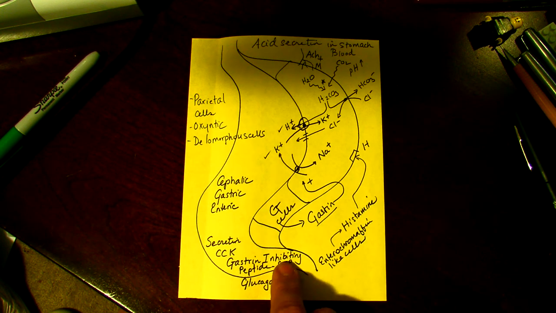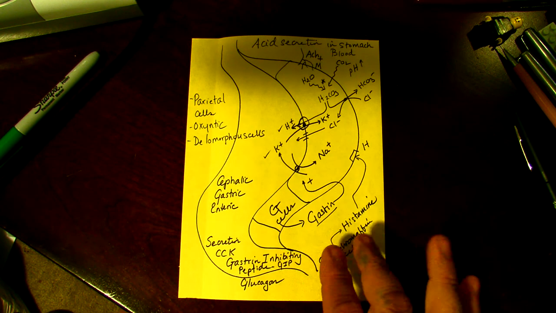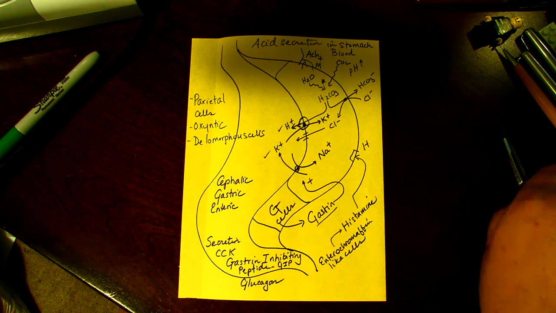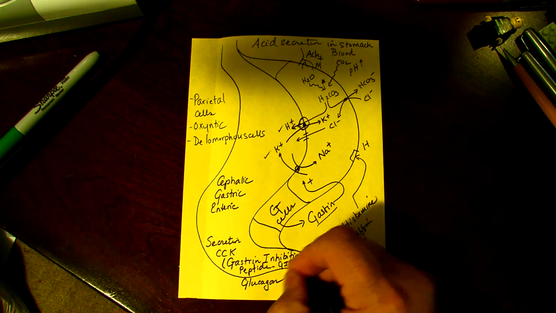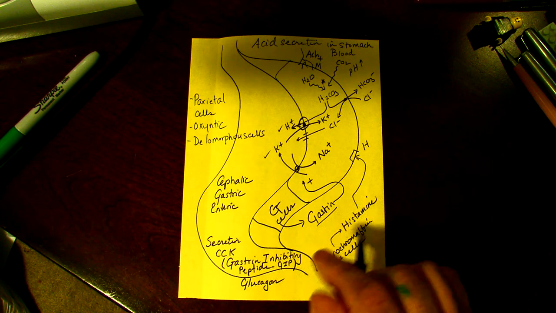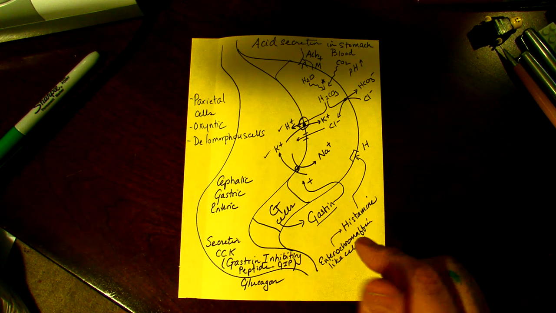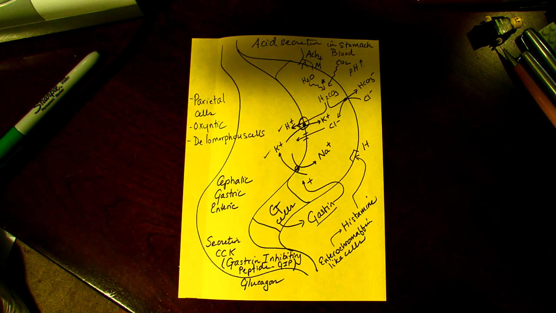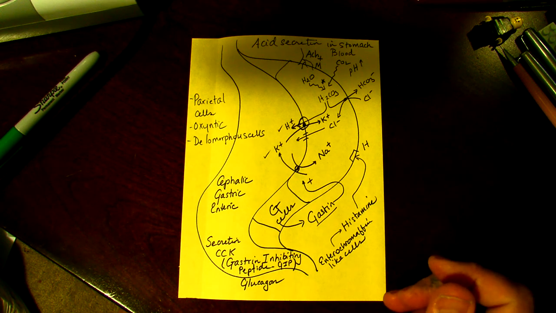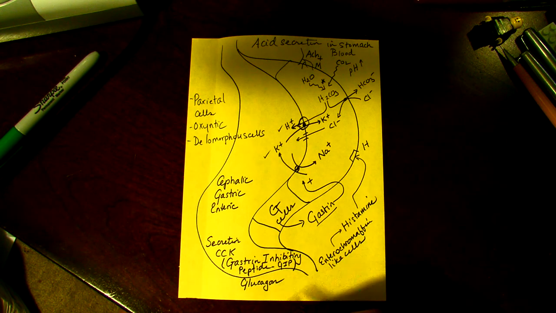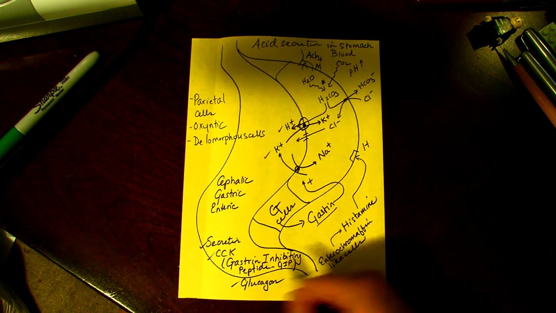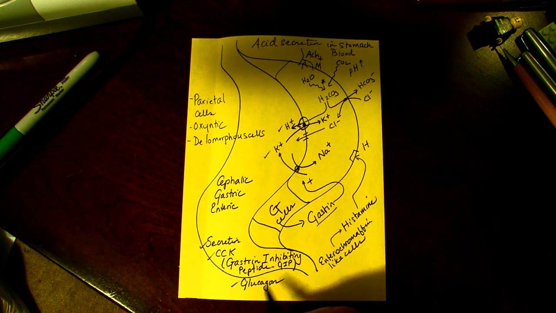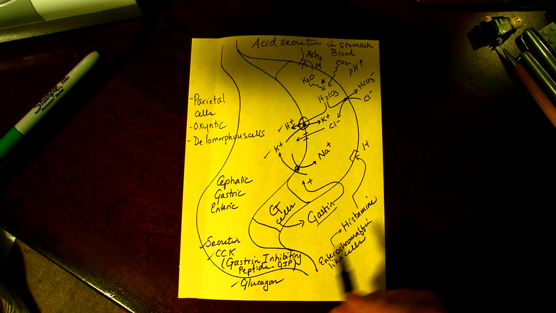The role of gastric inhibiting peptide is kind of under scrutiny. It's thought now that the gastric inhibiting peptide may actually not even be directly inhibiting anything. Actually, it's more of a function of inducing insulin to be produced. So we'll leave that off right now, but glucagon is definitely one of the inhibitors of the acid secretion.